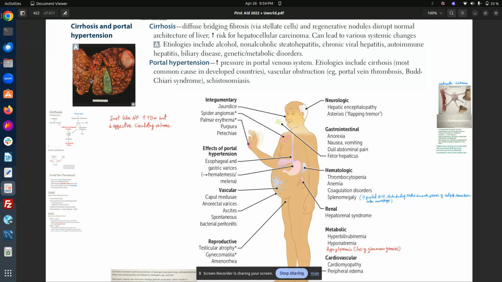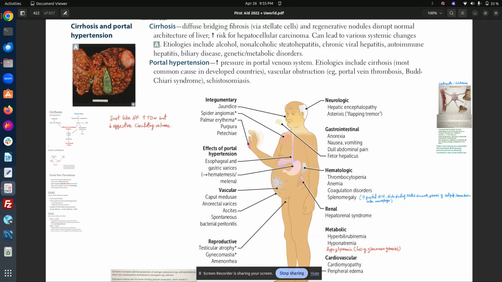Number one and most important is alcohol. Prolonged alcoholism can increase the risk of fibrosis and formation of regenerative nodules in the liver parenchyma. If the person is non-alcoholic but has steatohepatitis, like with metabolic syndrome, that can also increase the risk of cirrhosis. Chronic viral hepatitis like hepatitis B and C also increases the risk of cirrhosis. Other causes are autoimmune hepatitis, biliary diseases, and genetic and metabolic disorders. These are all the etiologies of cirrhosis.